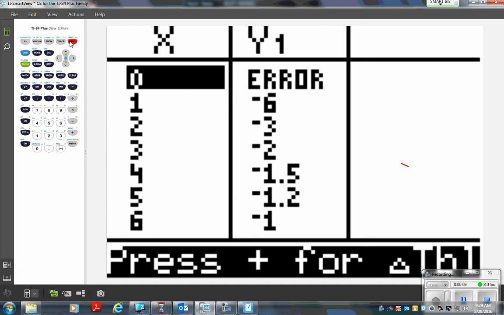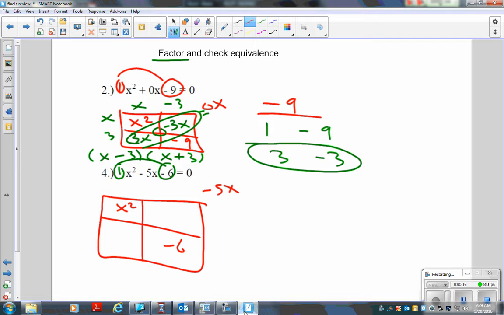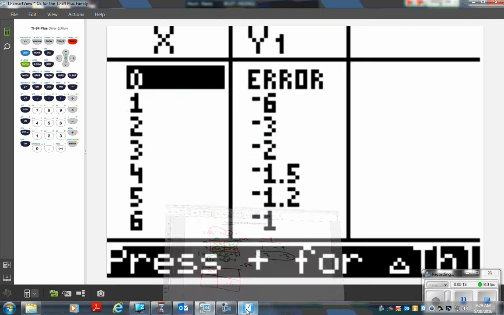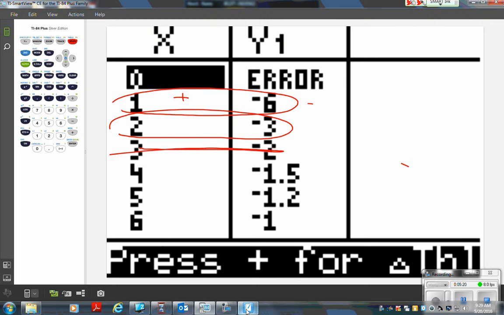And the numbers that multiply to give me negative 6 are 1 and negative 6, and 2 and negative 3. And here it starts repeating, so I don't need it anymore. They have to add together to give me 5. 1 plus negative 6 gives me negative 5. There's my answer, 1 and negative 6.